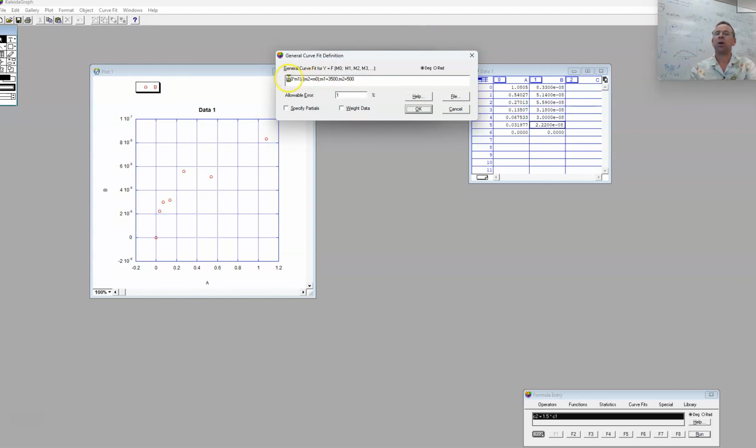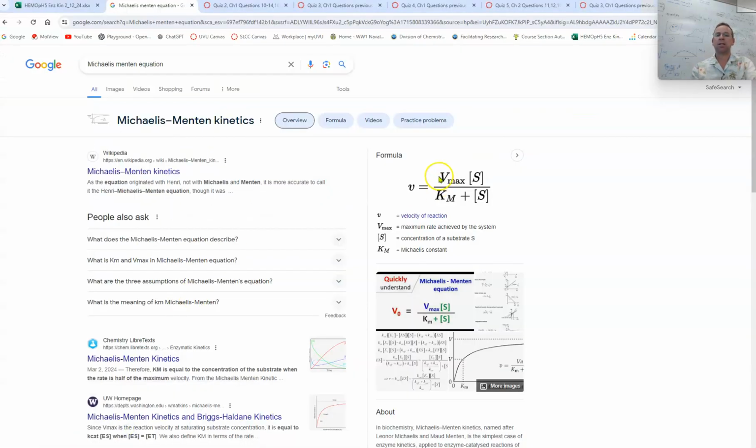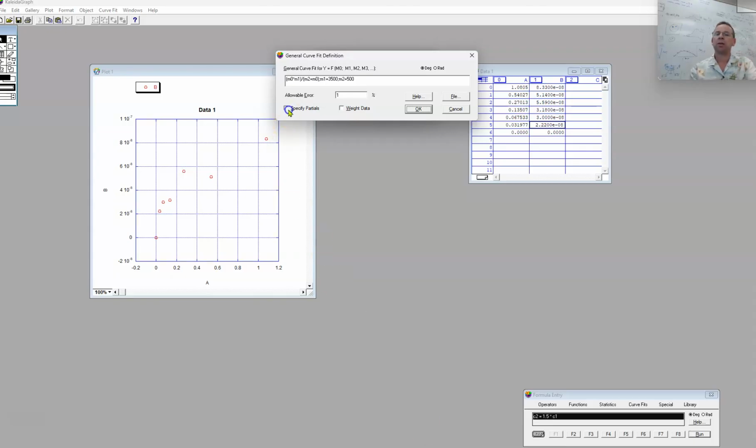Here, M1 is the Vmax, M2 is the Km, and M0 is the substrate concentration. I don't know if you can see that. Barely. By looking up the Michaelis-Menten equation, I see that it's the Vmax times the substrate concentration. So I look back here. This is M0 times M1, right? I can't zoom in on this old software.